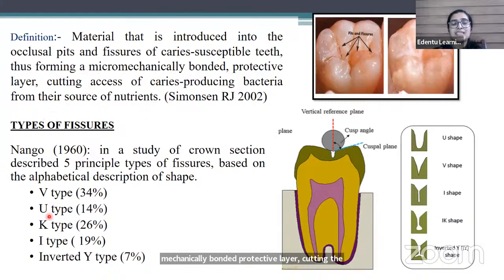The types of fissures, as given by Nuckolls, are the V type, as you could see here as I'm running the pointer. Just have a look here. Okay, so we have the V type fissure, U type fissure, K type, I type, as well as the inverted Y type of fissure. Just have an idea regarding the types.